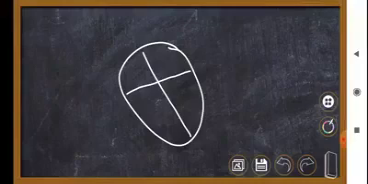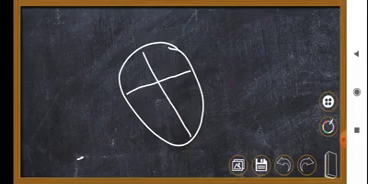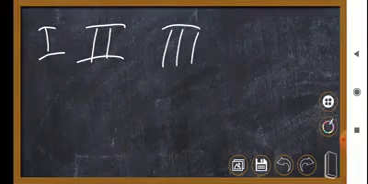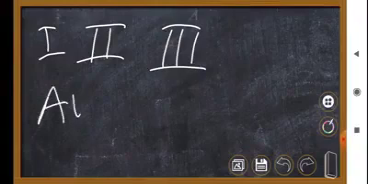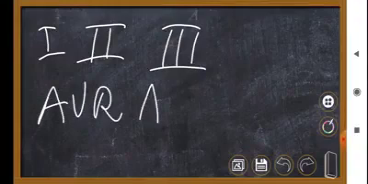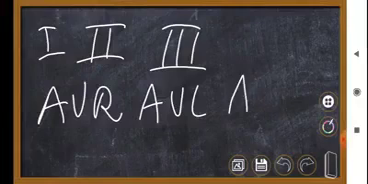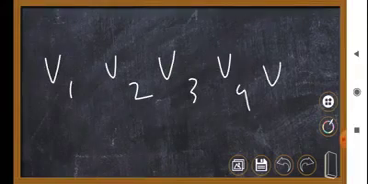So there are 12 leads of ECG. Six are limb leads and six are precordial leads. The limb leads are lead 1, lead 2, lead 3, AVR, AVL and AVF. And the precordial leads are V1, V2, V3, V4, V5 and V6.